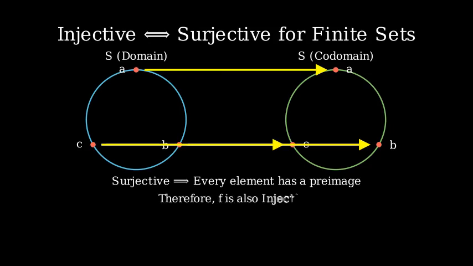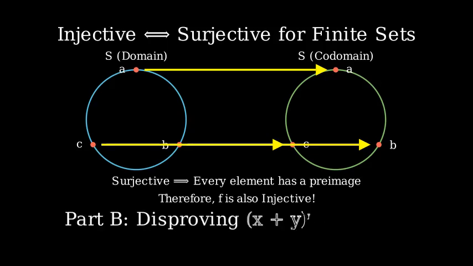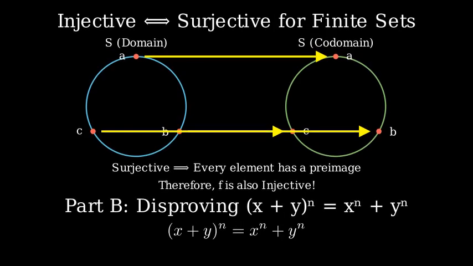Therefore, f must also be injective, as each element in the domain maps to a unique element in the codomain. This completes our proof for part A. Now let's move on to part B, where we need to disprove the statement that (x + y)^n = x^n + y^n for all natural numbers n and integers x and y.